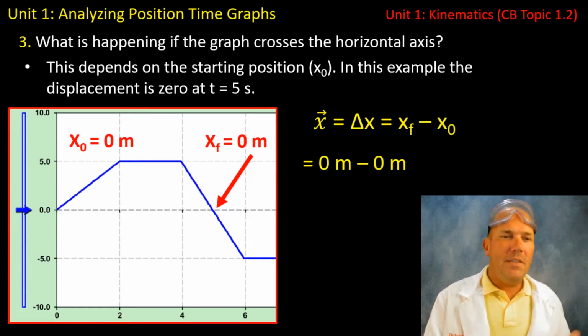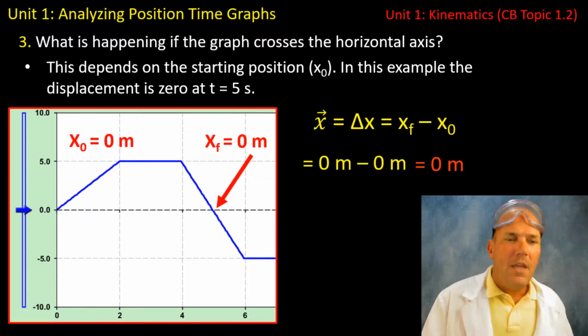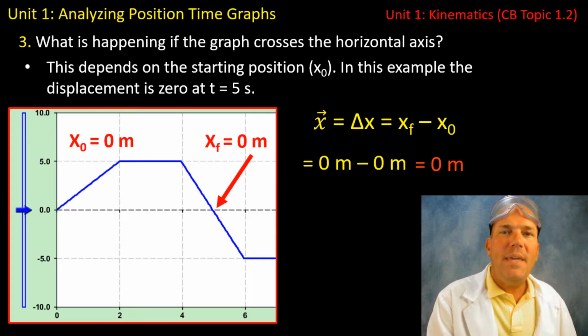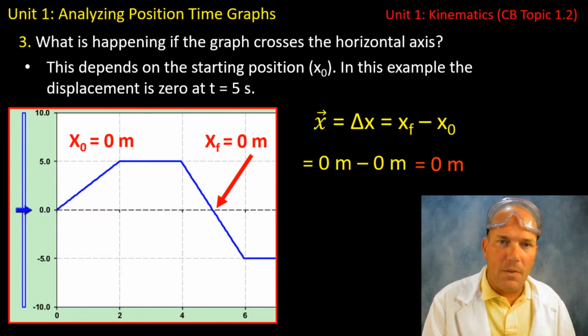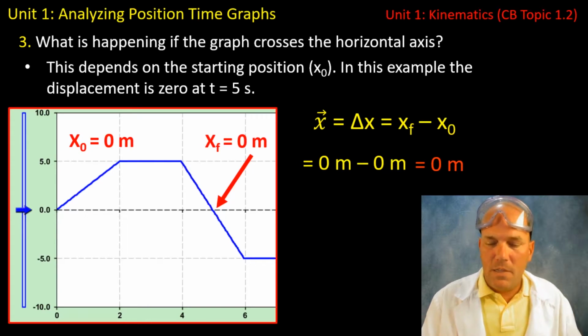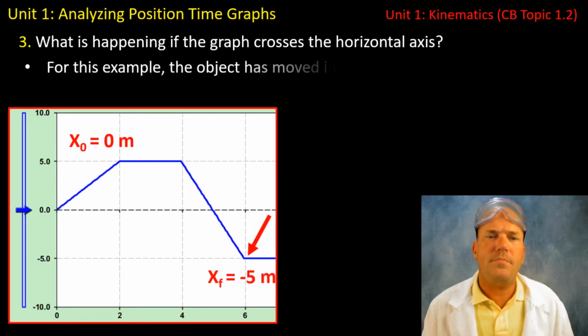So in this case here, there is 0 displacement, but that is looking at our starting position being at 0 meters and our final position also being at 0 meters. The displacement is 0. Let's look at another example though.